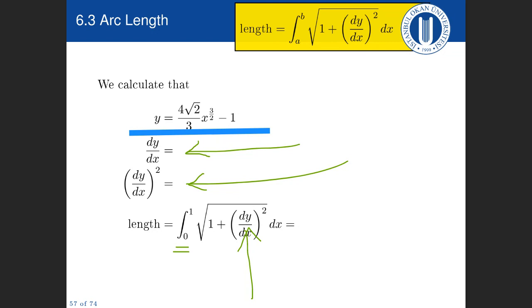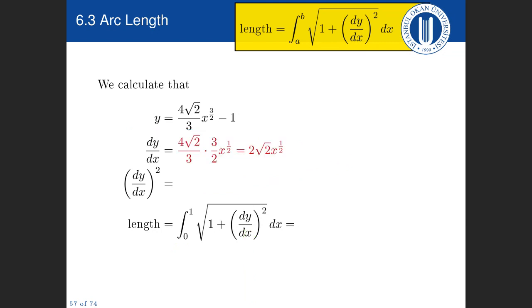So first of all, differentiate this function. You can check this for me later. I think we get 2 root 2 x to the power of a half. Square it. We get 8x. And then put that into the formula. Integral from 0 to 1, square root of 1 plus 8x dx, which is equal to dot, dot, dot.